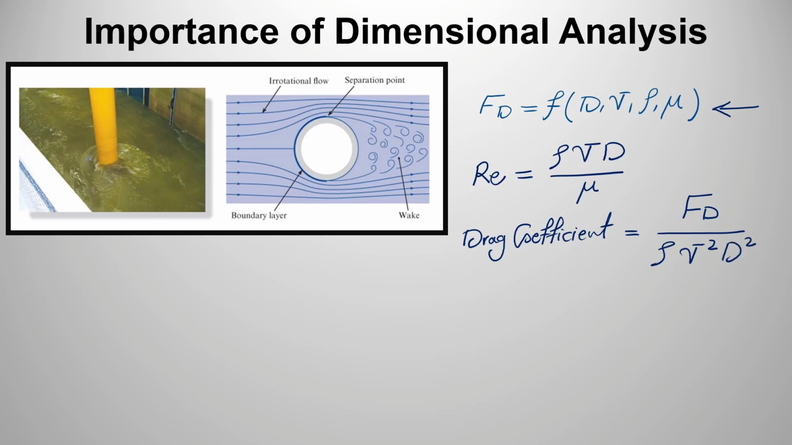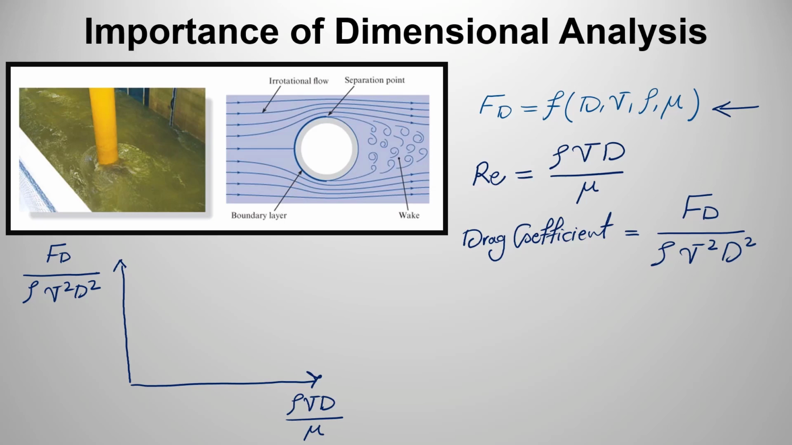Perfect. They told you that they created a graph like this. On the x-axis, they had Reynolds number, rho v d divided by mu. And on y-axis, they had drag coefficient. All right, then they started to have different combination of things. So they started with one diameter, one velocity, one density, and one viscosity. And they got points like this.